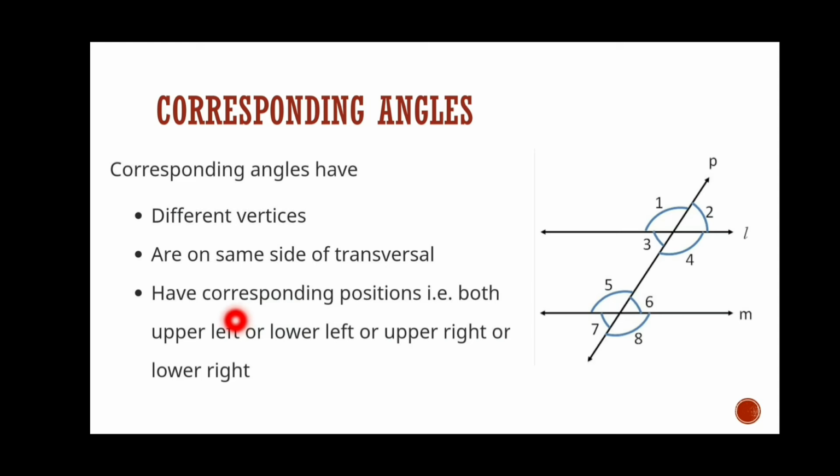Now the third point is called corresponding positions. It means, this is the left side and this is the right side of the transversal. If the angle is upper left, its corresponding angle will also be upper left. If the angle is upper right, its corresponding angle will also be upper right. If the angle is lower left, the corresponding angle will be lower left. If the angle is lower right, the corresponding angle will also be lower right. So I hope this corresponding angle concept is clear to you.